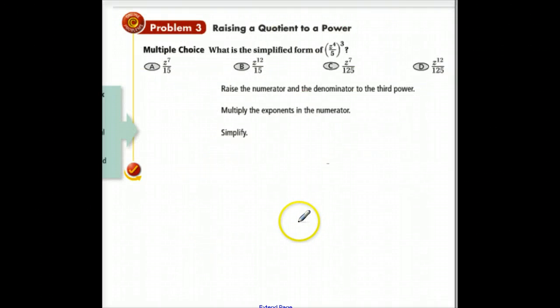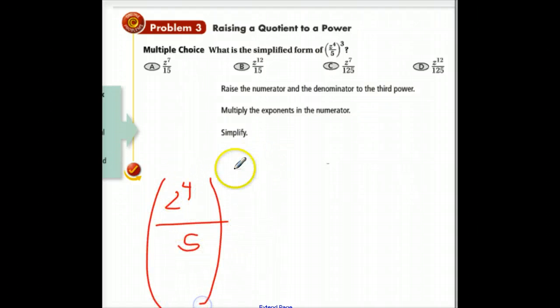All right. What is the simplified form of z to the 4th over 5, and all of that is raised to the 3rd power? So my 3 is going to be applied to everything on top and everything on bottom. So z to the 4th to the 3rd. Well, that's a power to a power, so I'm going to just multiply the 4 times 3. So I actually have z to the 12th.